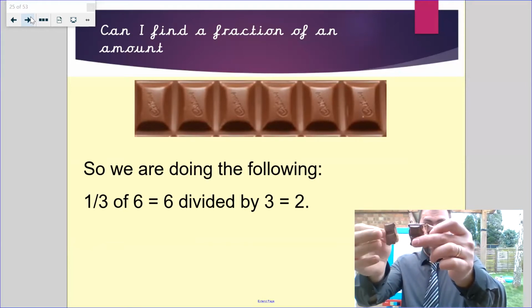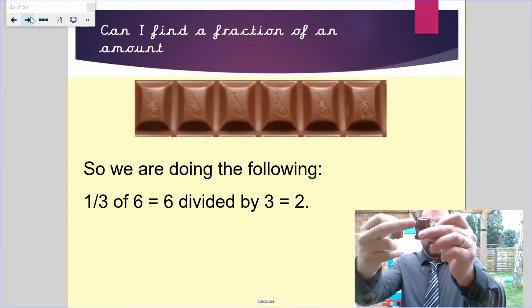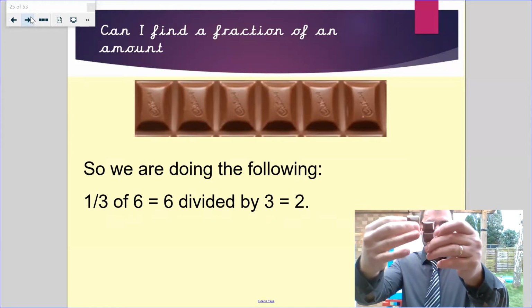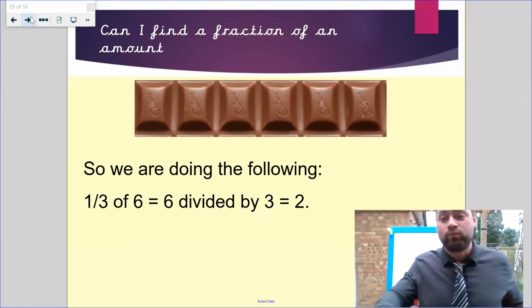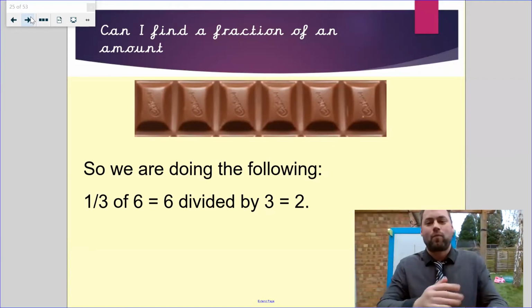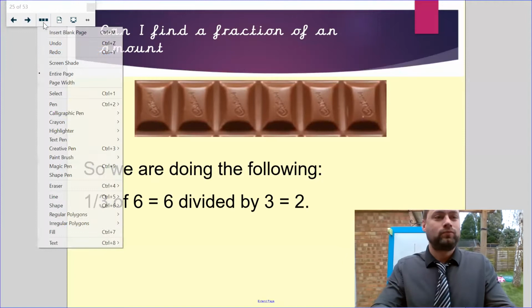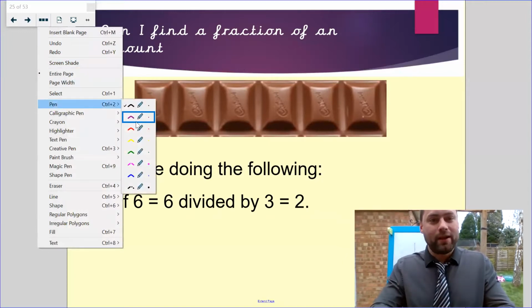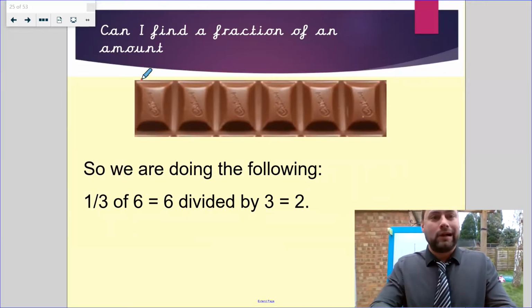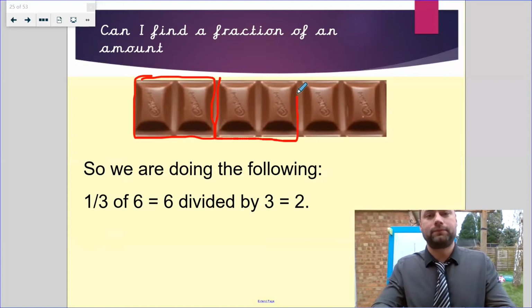Because I've got 3 parts here. I've got 1, 2, then 1, 2, 1, 2. Lovely. Hungry work. So let's have a look at this screen. So I've got 6 parts in total, and I need to divide that 6 into 3 groups. How many do I have in each group?